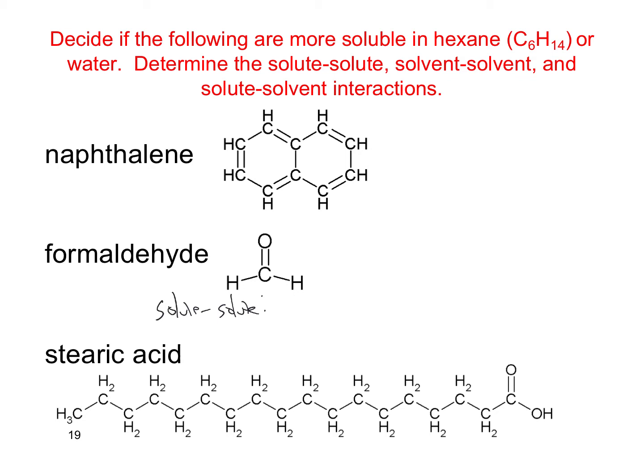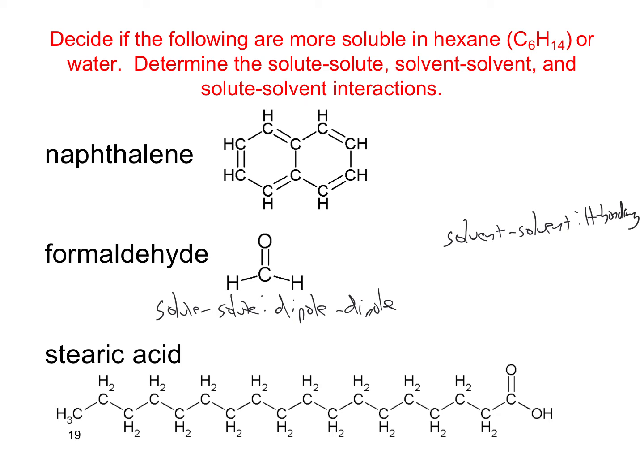So formaldehyde is polar, but we don't have a hydrogen directly connected to that oxygen, so it can't undergo hydrogen bonding. So the solute-solute interactions are going to be dipole-dipole. The solvent-solvent interactions, so that's saying what would be the intermolecular forces in a sample of water. Well, two water molecules can hydrogen bond with each other, so that would be H bonding.